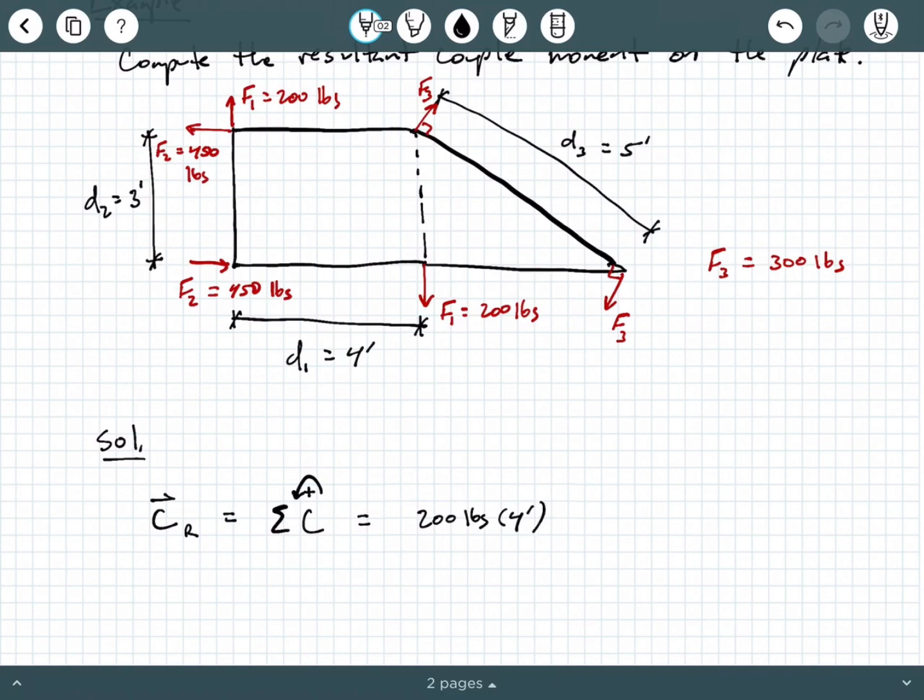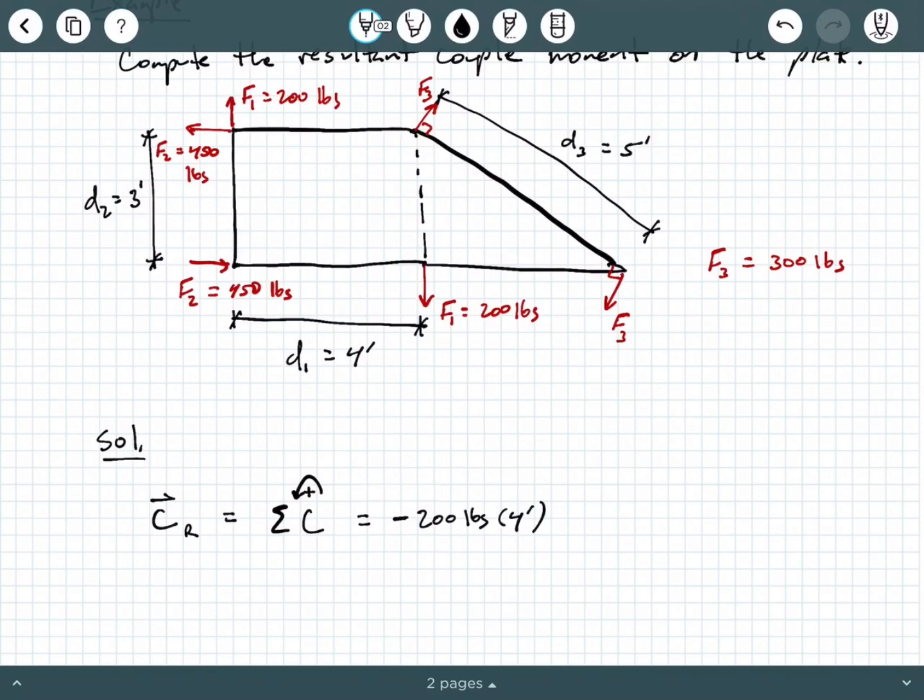Now, notice that based on the directions of the two F1s, forget about F2 and F3 right now, just look at F1. What kind of tendency of rotation is the couple moment generated by F1 causing? It's causing a clockwise tendency of rotation if you just look at the two F1s by themselves, all right? So since that's clockwise, we're going to have a negative right there.